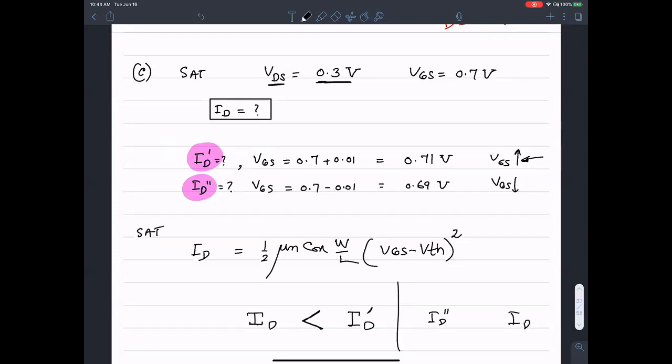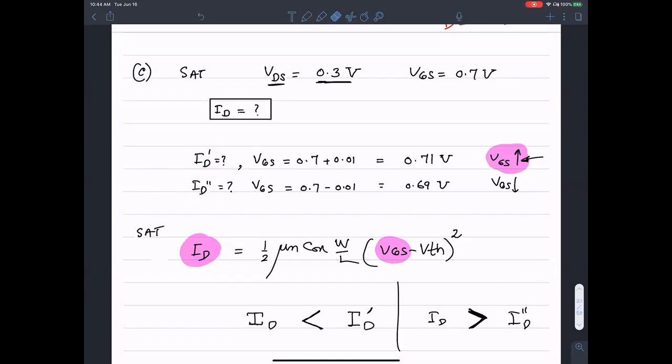It's going to be less than that. So I'm going to do ID double prime on this side. ID double prime is going to be less than. Because I increase the gate to source voltage here, when the gate to source voltage is increased, ID should be increased. So ID prime is higher, and so on and so forth.